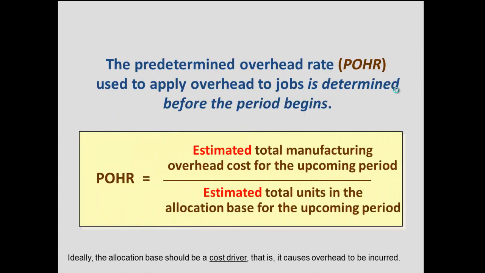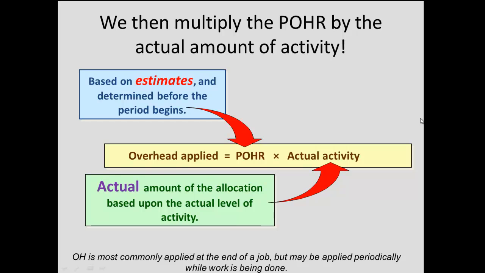So like I said before, the estimated total cost divided by the estimated total units in the allocation base. And it says ideally the allocation base should be a cost driver. That is, it causes overhead to be incurred. So once we know what that predetermined overhead rate is, we just simply multiply it by the actual activity. And overhead is most commonly applied at the end of a job, but it may be applied periodically while work is being done as well.